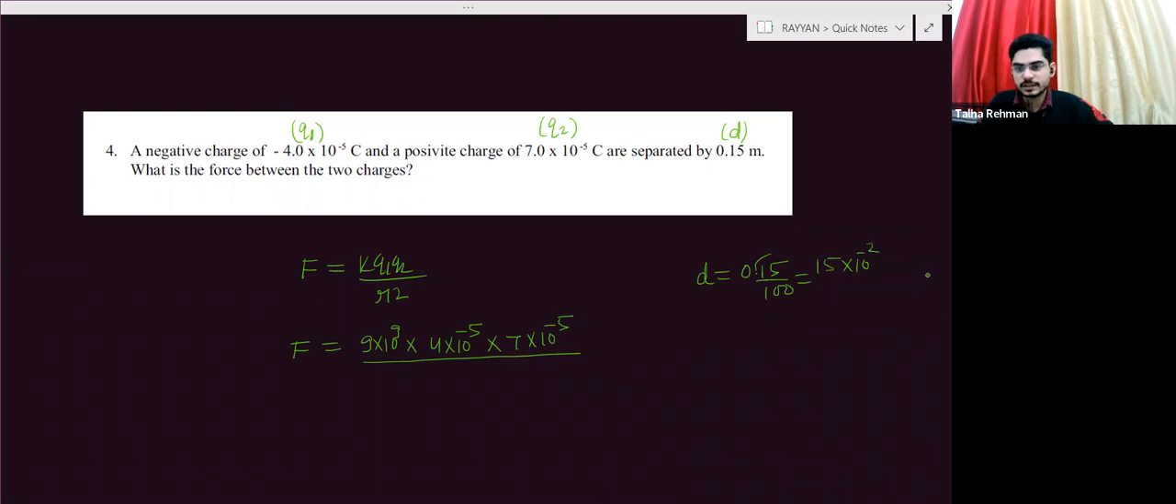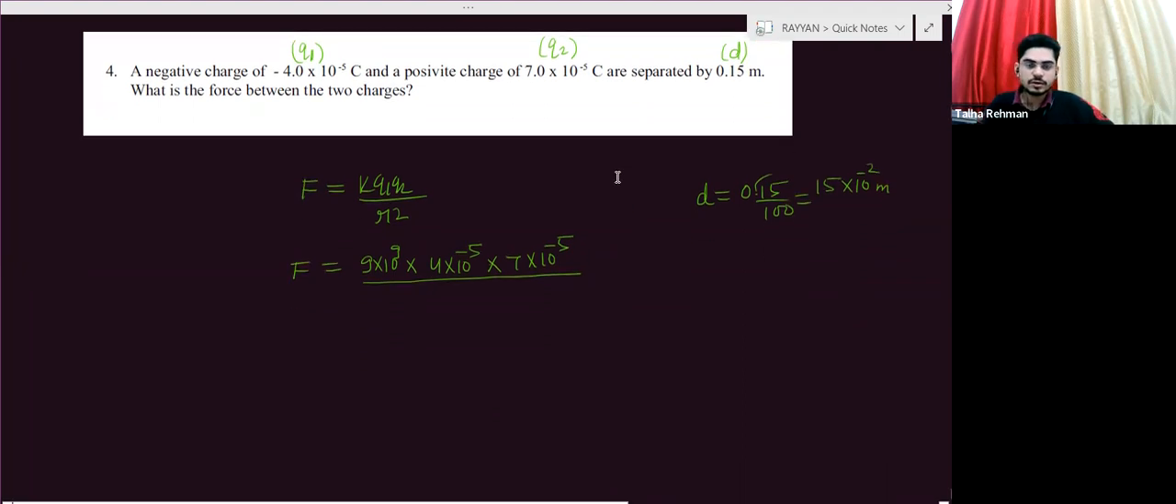So this is 15 into 10 to the power minus 2 meter. This d square will be 15 into 10 to the power minus 2, squared. Now this is 9 times 4 is 36, 36 times 7 is 252, I think. Yeah, 252.